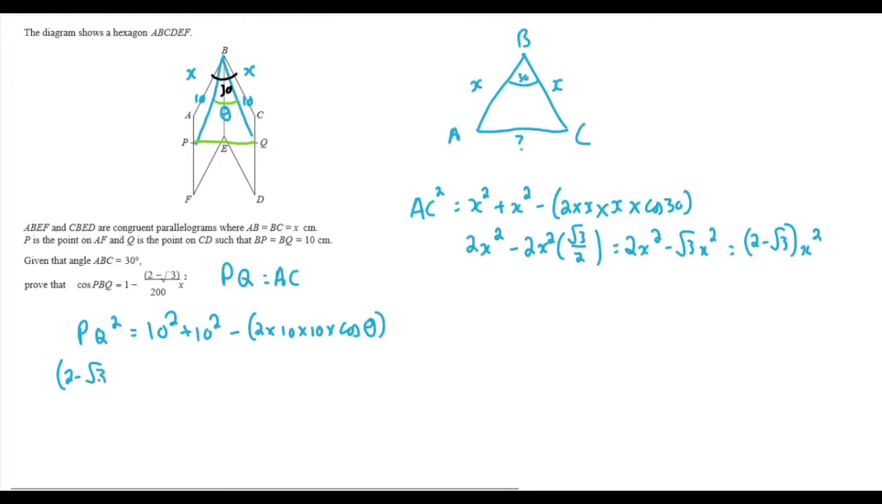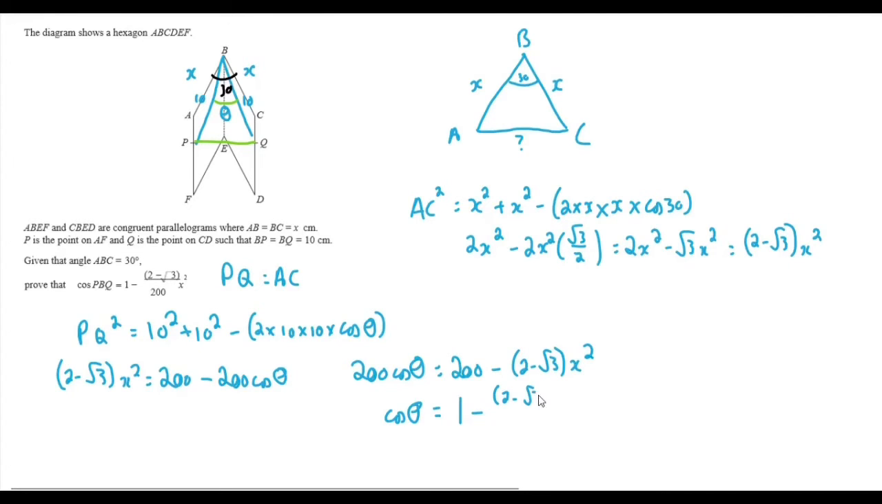So you've got your (2 minus root 3) x squared equals 10 squared is 100, so 100 plus 100 is 200. This here, 2 times 10 times 10 is also going to be 200, so minus 200 cos theta. We're going to be trying to get this cos theta on its own. Right now that term is negative though, so we could add it onto the left and then subtract this back over. So 200 cos theta equals 200 minus (2 minus root 3) x squared. And to get the cos theta on its own, this being the cos PBQ we're trying to find, if you divide by 200, 200 divided by 200 is just 1. And then this ends up being (2 minus root 3) over 200 x squared, just as we had to show.